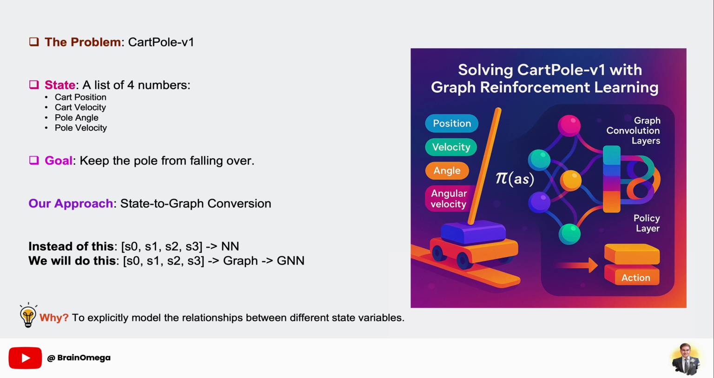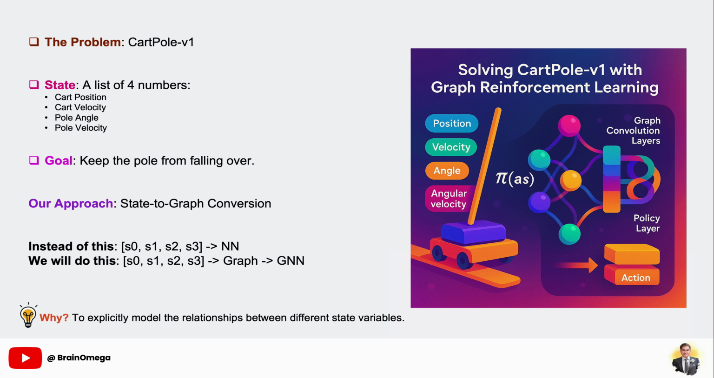We'll be building an agent that learns to play the classic game CartPole, but with a unique twist. Instead of feeding the game state directly into a standard neural network, we'll first represent it as a graph and then use a GNN to make decisions. This tutorial will walk you through the complete Python code, explaining every block step by step. By the end, you'll understand how to structure a graph reinforcement learning project.